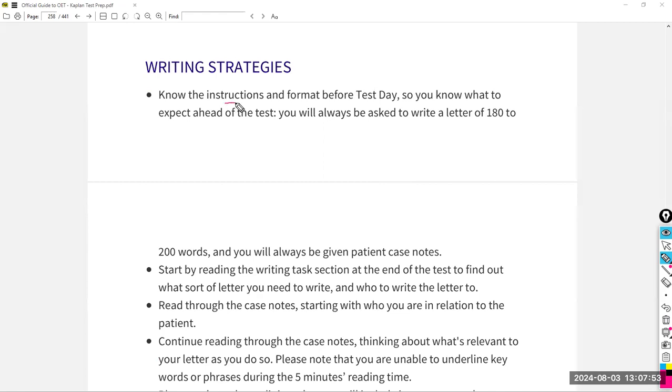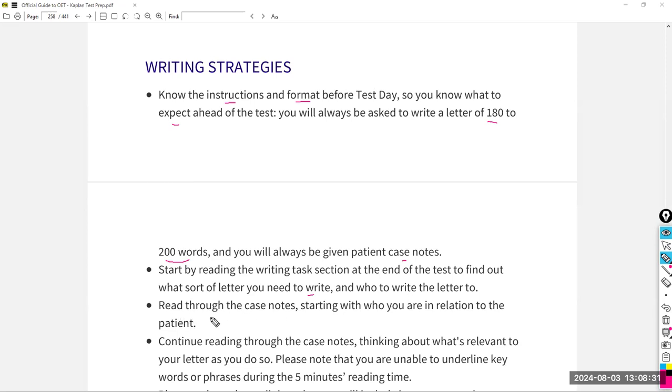I have to know the instructions and the format before the test day, so you know what to expect ahead of the test. You will always be asked to write a letter, as I told you, of 180 to 200 words, and you will always be given patient case notes. I have to start by reading the writing task section at the end of the test just to find out what sort of letter I have to write and who to write the letter to.